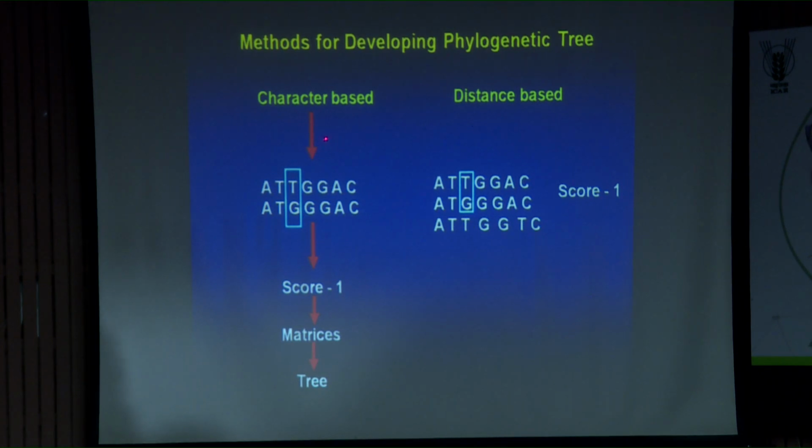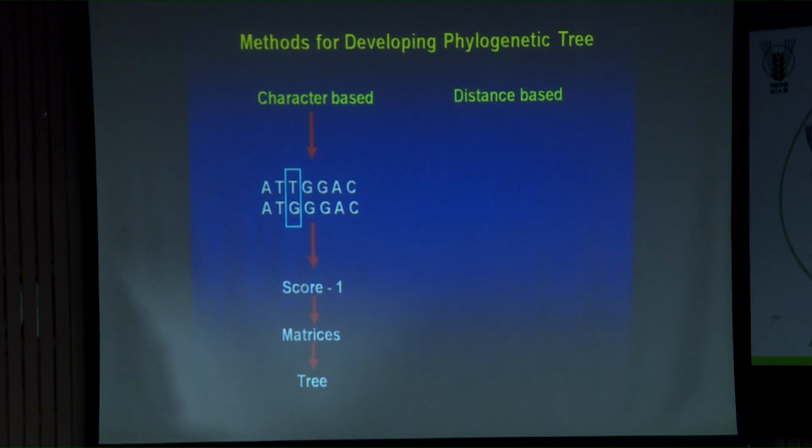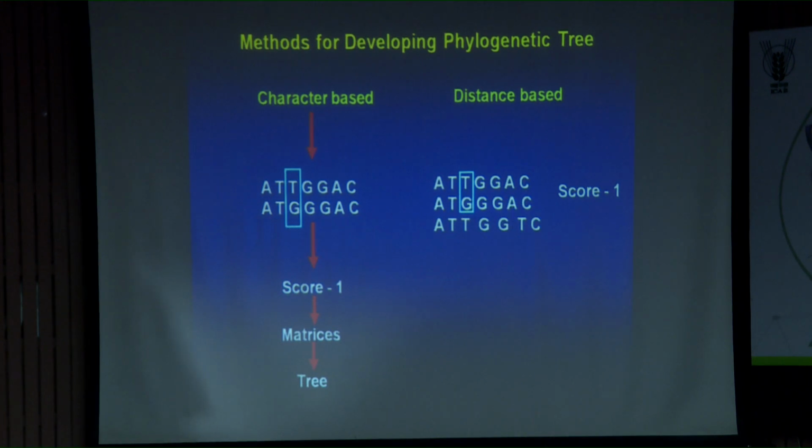In the character based method, suppose these are the two sequences. These two sequences are highly similar, isolates of the same thing, so you expect that they are highly similar. That means they have very few mismatches or dissimilar positions. In that case you only calculate those dissimilar positions, for example, among these only one nucleotide is not matching. So, from that you give a score of 1 because the rest is matching, and then develop a matrix and develop a tree.